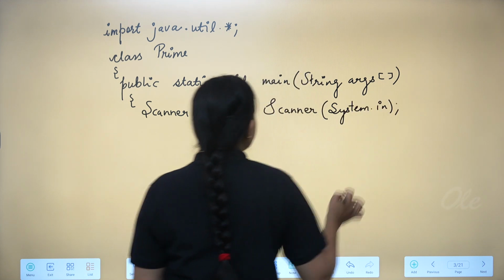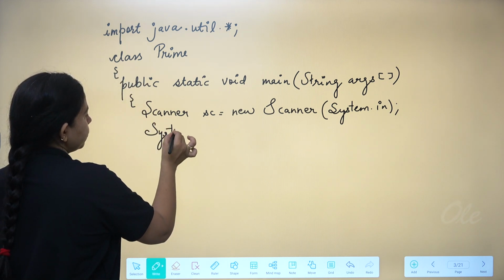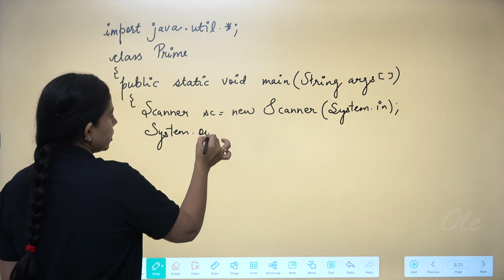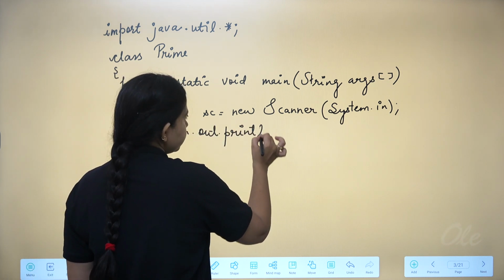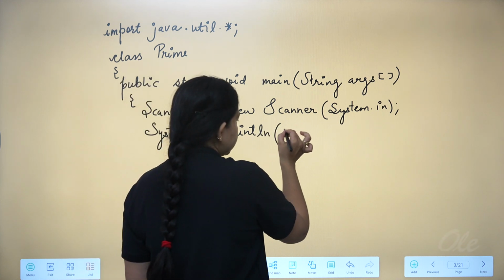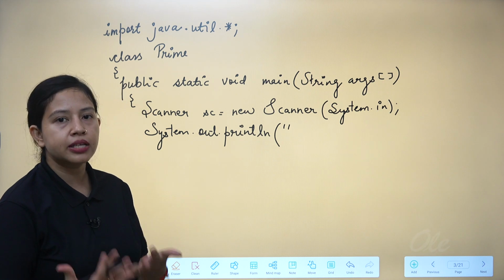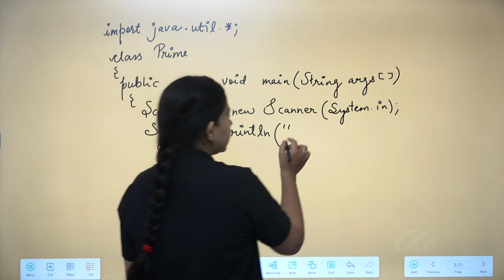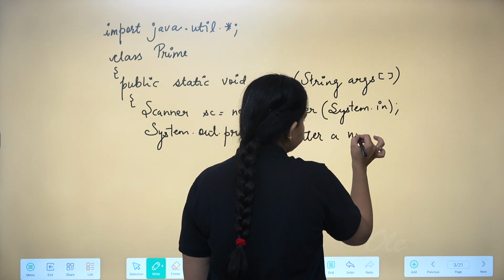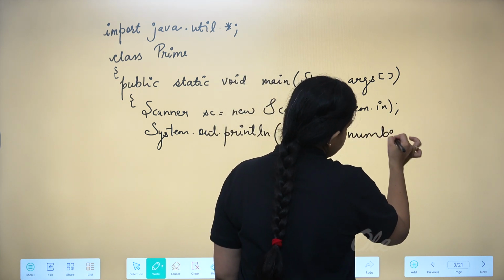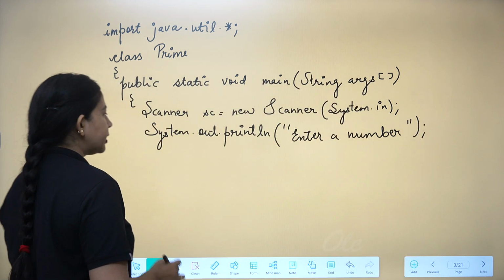Now close. It's time to give a message to the user. With the help of that, we'll use System.out.println, where ln is used to change the line. Whatever message you need to mention has to be given inside double quotes. Opening, I am asking to enter a number, and it has to be closed at the end. Put the semicolon, that is a terminating statement.